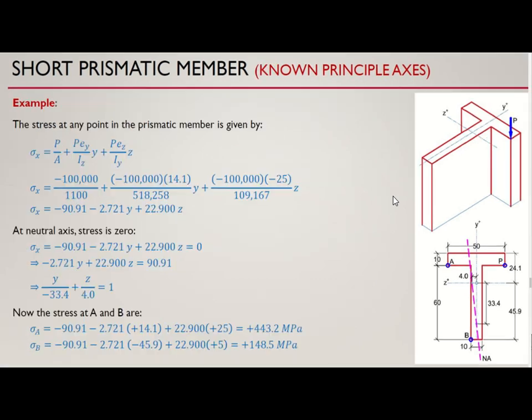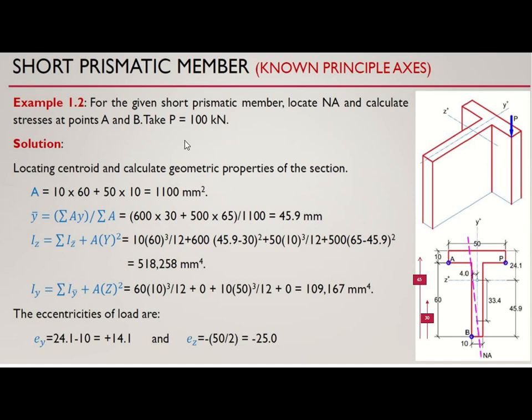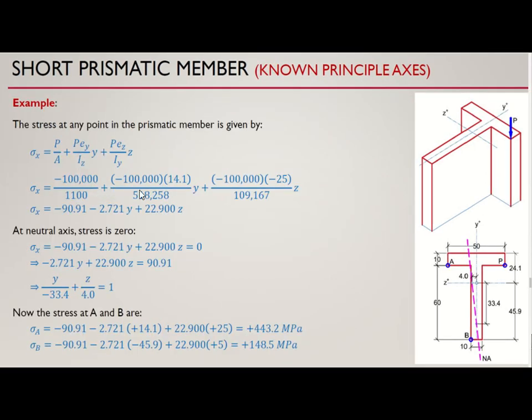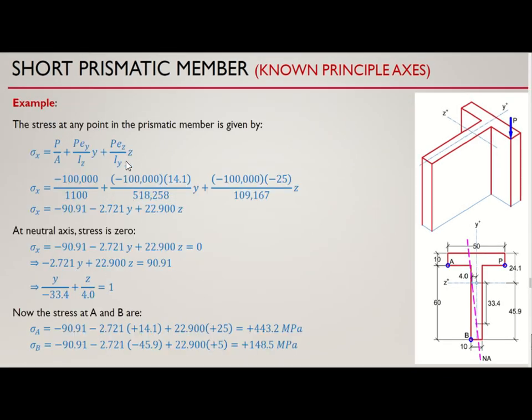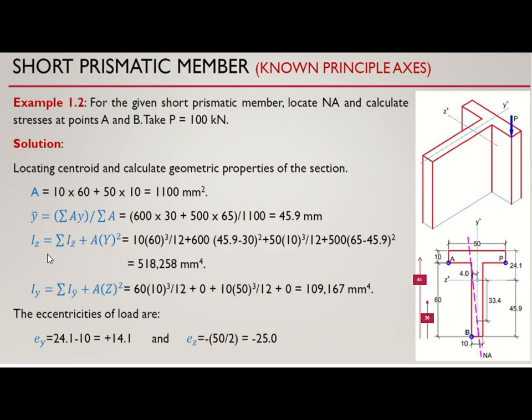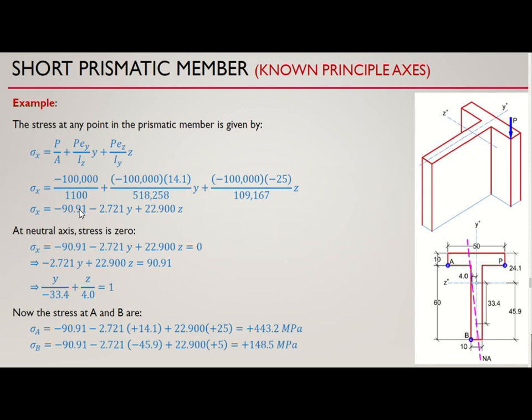So now we are putting in the formula of combined stresses. P is basically the load given in the question, 100 kilonewton. The eccentricities Ey and Ez we have calculated here, and Iz and Iy we have also calculated here. So we make a general equation. Now we need to clarify the variables y and z, so we make this form.